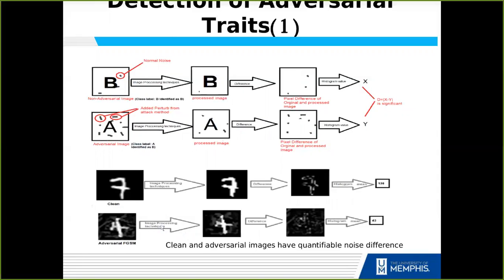We have another example with a digit, 7. So this 7, you can see after some processing techniques, the pixel difference, we can clearly recognize this is a digit 7. But for 4, this has been attacked by FGSM. After some pre-processing techniques, you can see the final result. This is hardly recognizable and would confuse the model.